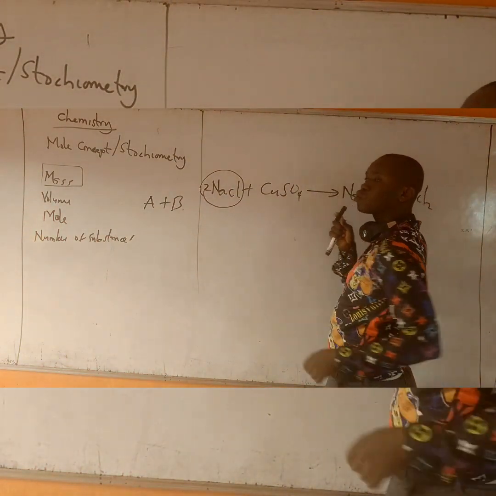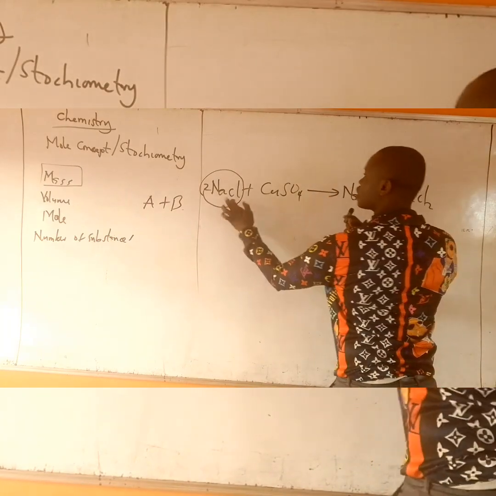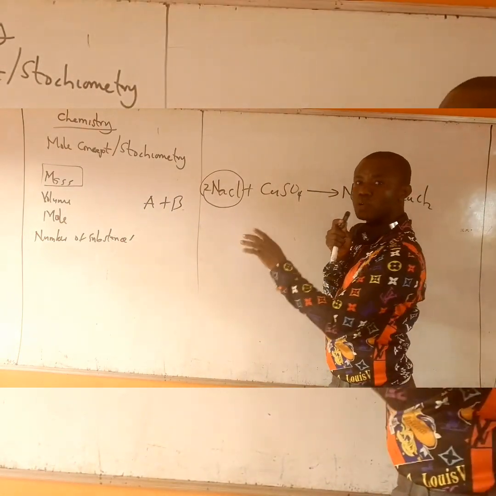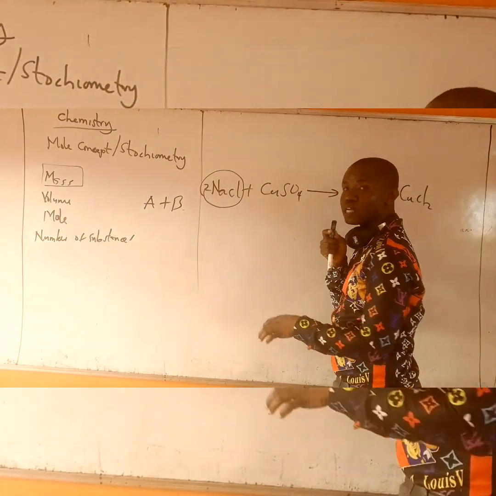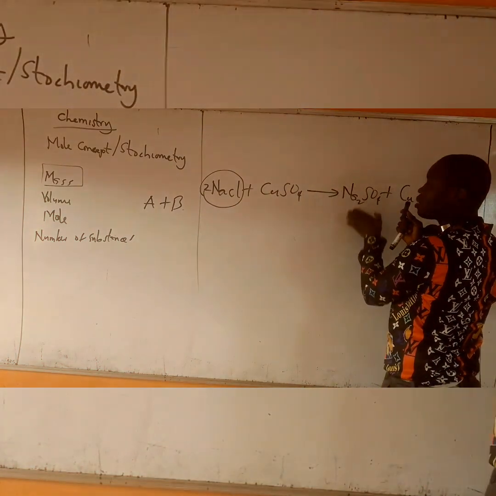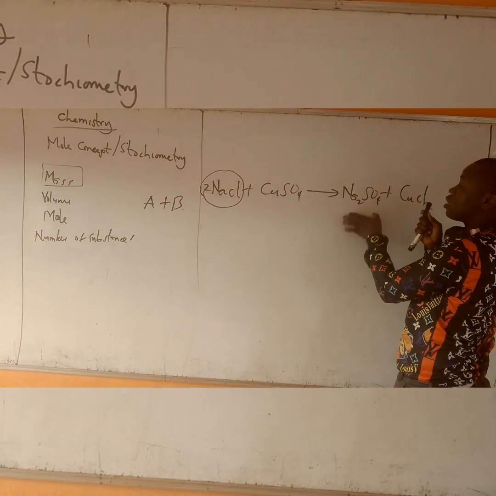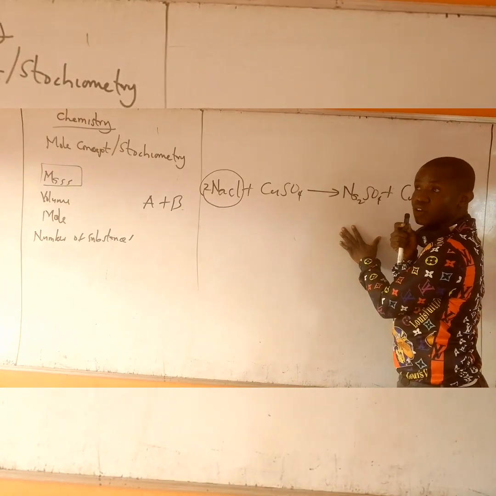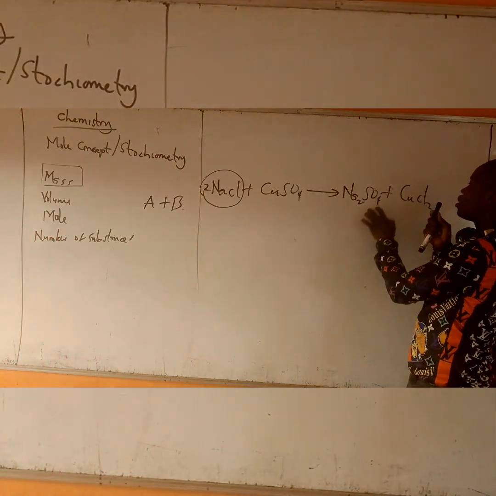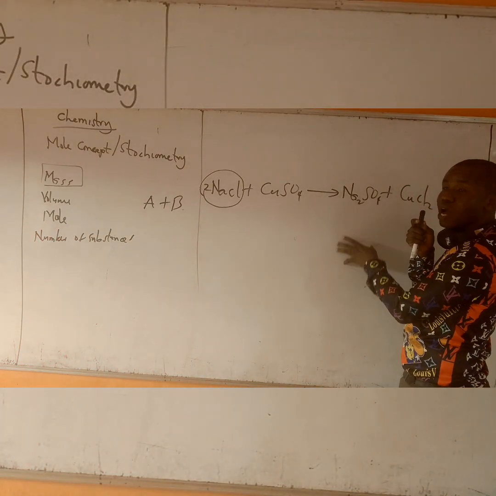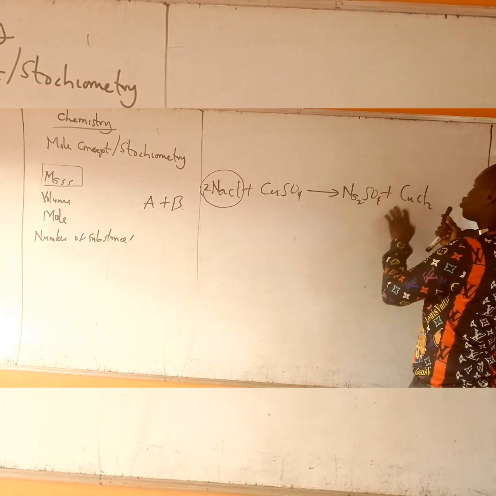Of copper sulfate that will react completely with what? With this mass of sodium chloride that I have. Do you understand? And there is an amount of what? There's a mass of sodium sulfate that is required to react completely, that will be produced as a result of this reaction. And also there's a mass of this that will be produced.